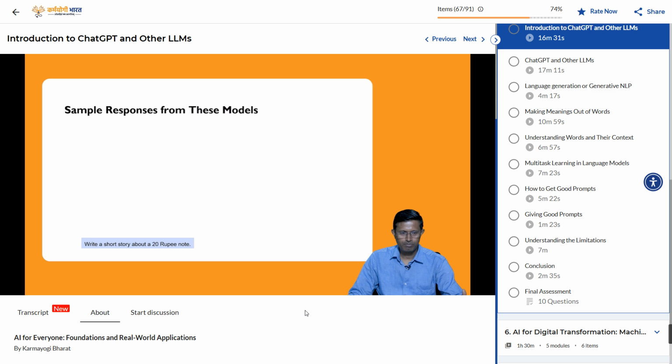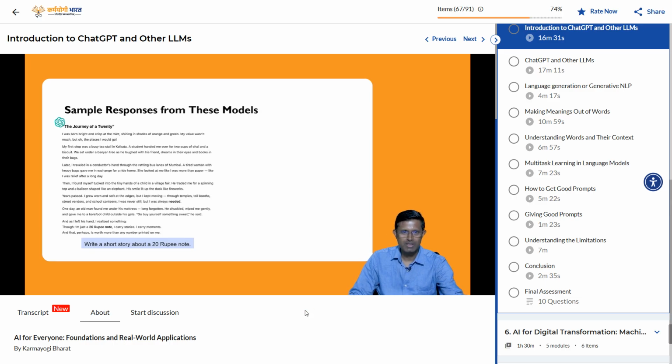Now these were all very nice and very useful examples. Now can I do something really creative? Here are a couple of examples. We asked the model to write a short story about a 20 rupee note. It has a very nice title, The Journey of a 20, and it says, I was born bright and crisp at the mint, shining in shades of orange and green. My value was small, but oh, the places I would go.